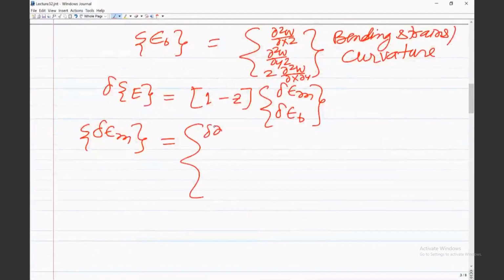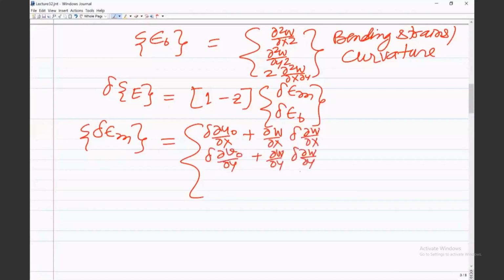So this is going to be basically delta of del u naught by del x, and then half and 2 will go, so we will get del w by del x into delta of del w by del x, the variation of the quadratic term in the strain. Then delta of del v naught by del y plus del w by del y into delta of del w by del y, and then delta of del u naught by del y plus delta of del v naught by del x, and plus we will have, of course, delta of del w by del x into del w by del y plus del w by del x into delta of del w by del y.